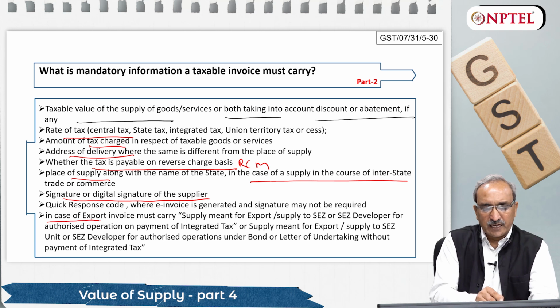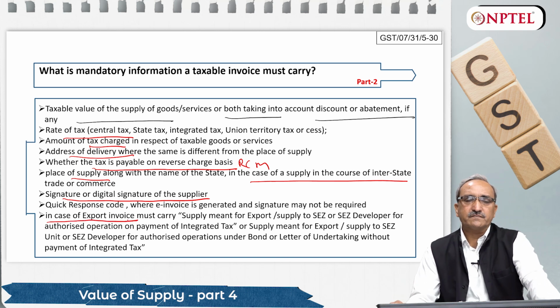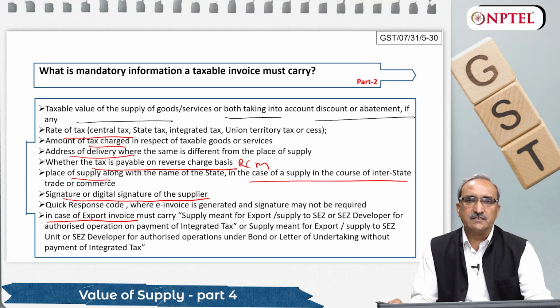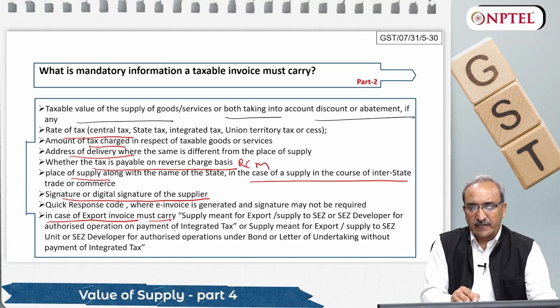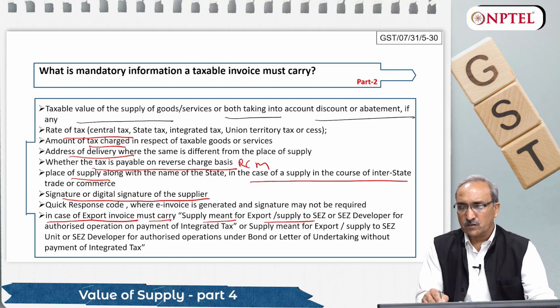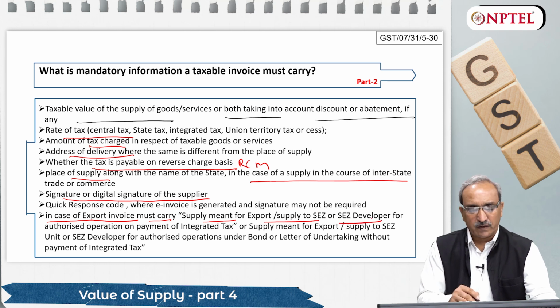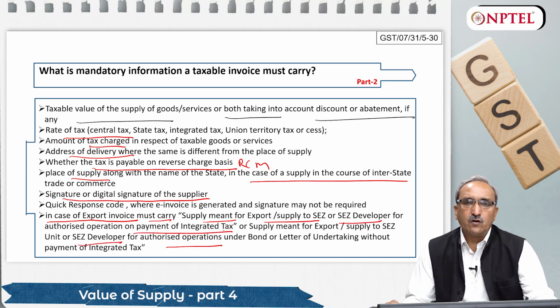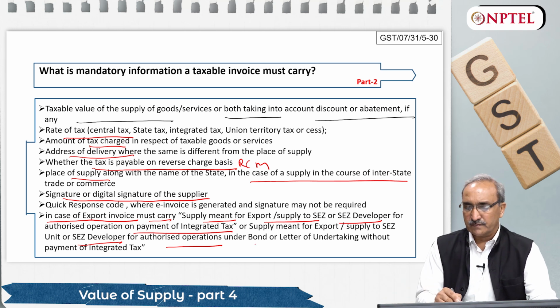Further, friends, it says in case of export, when you are exporting goods, you are supposed to raise an invoice in that case also. So it says this invoice must carry supply meant for export to SEZ or SEZ developer. So export has its own set of procedures, we have to follow that. So in case of export, you need to mention that this invoice is generated for an SEZ unit or going to some other country and is manufactured for export only. That type of remarks must be there.